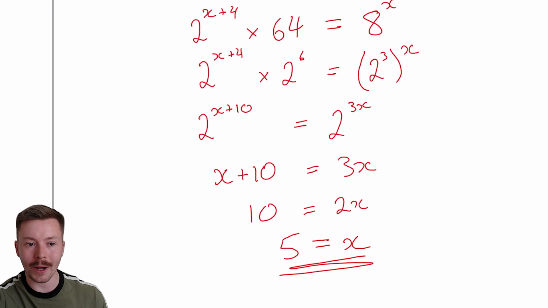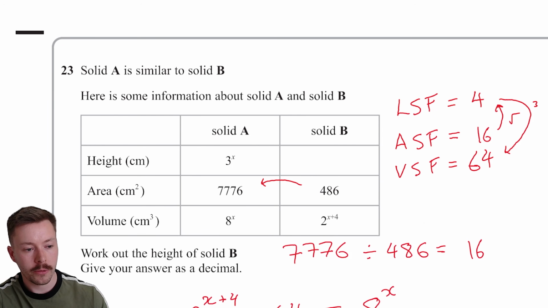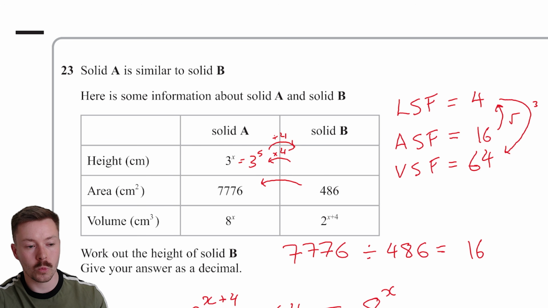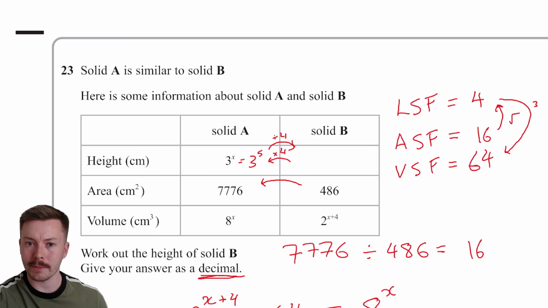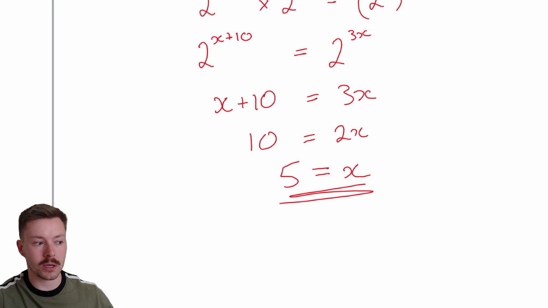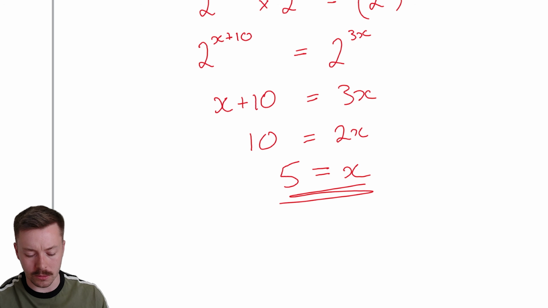From there, I'm going to scroll back up to the question. 3 to the power of x, we know x is 5, so that is 3 to the power of 5. And we know that our length scale factor is, this way at least, timesing by 4. So going the other way is going to be divide by 4. So we need to do 3 to the power of 5 divided by 4. And it says give our answer as a decimal. I presume it's going to be an exact, non-recurring decimal.